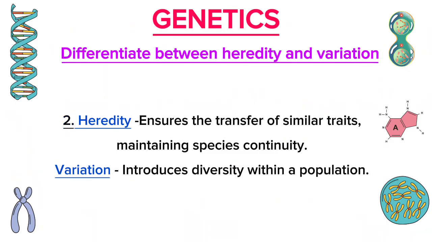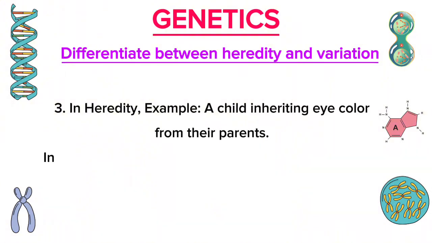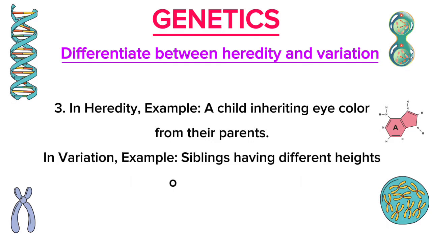The last one we're going to talk about is in terms of example. An example of heredity is a child inheriting eye color from their parents. So that is heredity. An example of variation is siblings having different heights or skin colors. So those are the three differences between heredity and variation.